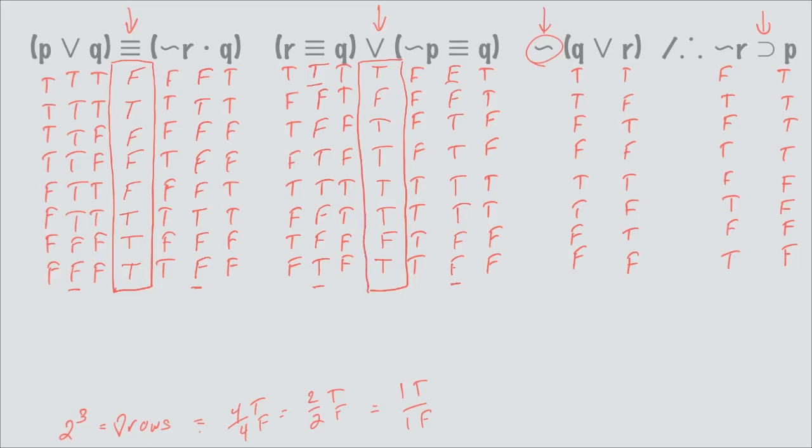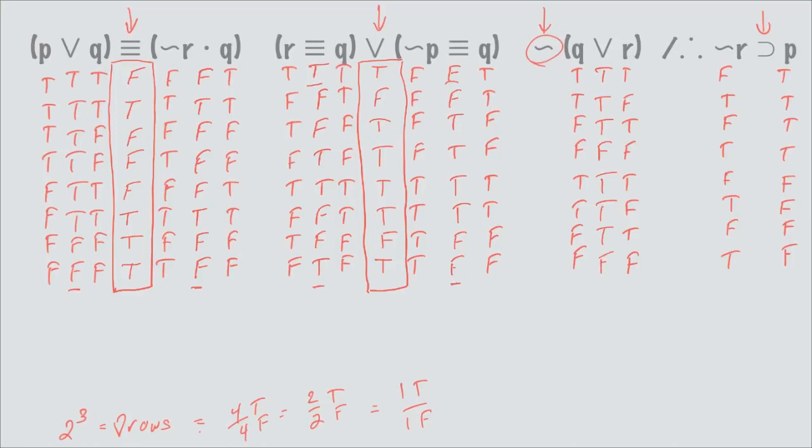This third premise, not the quantity Q or R. Remember, I do what's in parentheses first, and then the final value of that is going to be what's underneath the negation. So this is just an or statement, so this should be easy. Look at my truth table for the or statement. True or true, true or false, false or true, false or false: true, true, true, false.